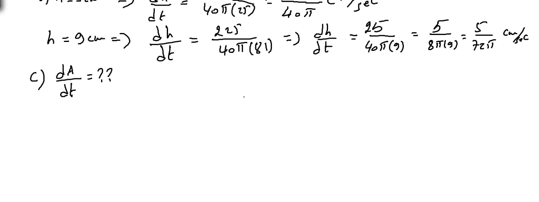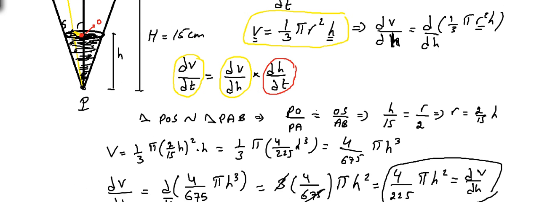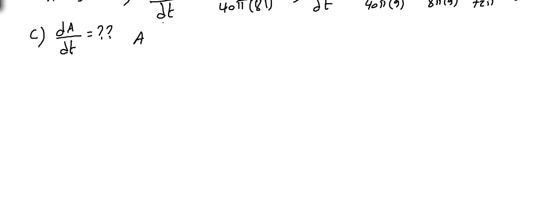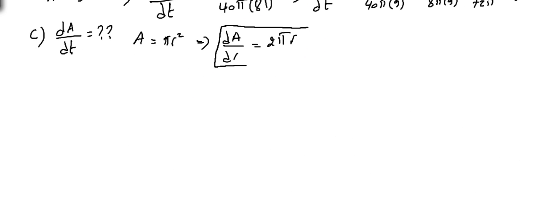Again, the surface area of water, as you can see, is circular. So I'm finding the area of a circle. What is the area of a circle? The area of a circle is equal to pi r square. And if we differentiate this area with respect to r, we're getting 2 pi r, right? Which is the circumference of the circle. So the circumference of the circle is the derivative of the area with respect to r. Okay, that's good.